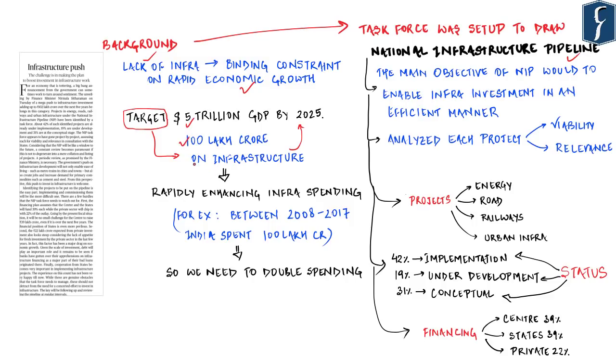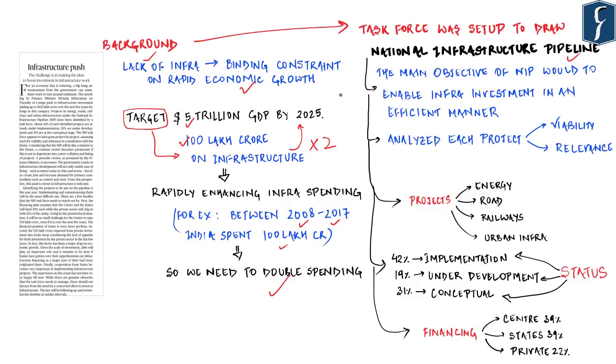According to the task force, it will need more than 100 lakh crore of investment on infrastructure in next 5 years. Now, to give you an idea how massive this infrastructure spending is, the total spending on infrastructure between years of 2008 and 2017 was 100 lakh crore. And now we are talking about almost the same amount of investment in just a matter of 5 years, which means that we need to double the investment on infrastructure.